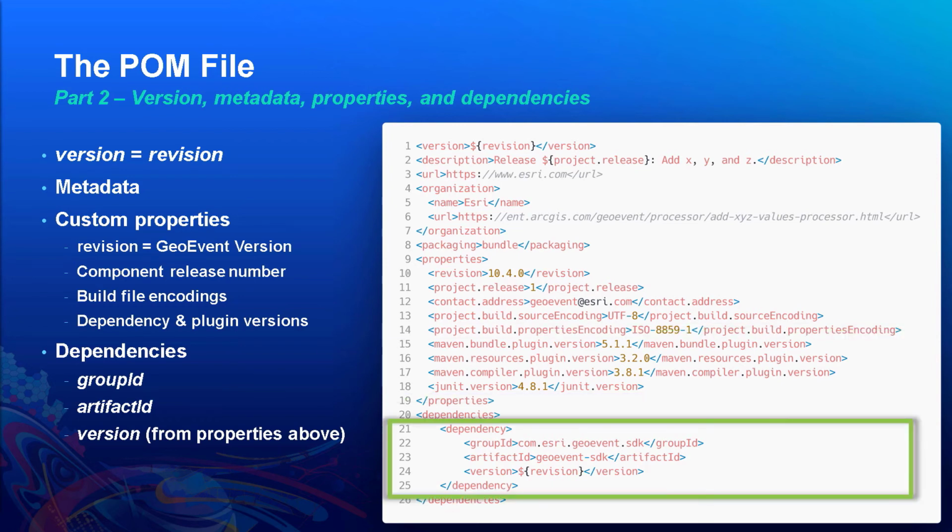And finally, there's the dependencies. This section tells OSGI what other bundles your bundle depends on. You will always have the GeoEvent SDK dependency, and note that it points to the GeoEvent SDK version equal to the revision property.